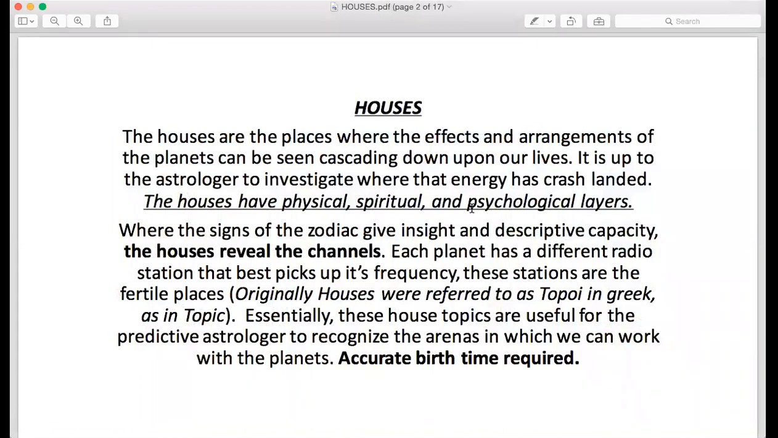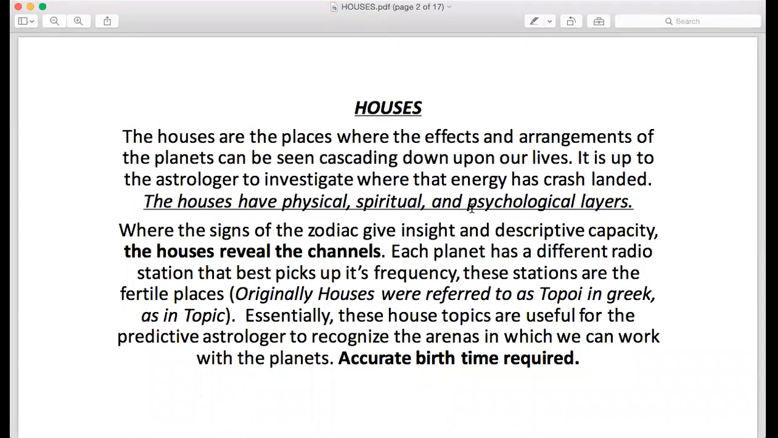The planet's effects are greatly specified when we can isolate or identify where the energy of the planet will show up. I like to say that each planet has a different radio station, a station that best picks up its frequency. And these stations are the houses.